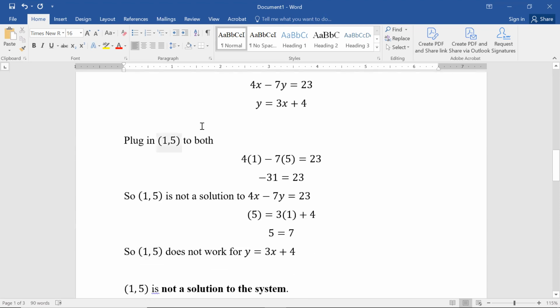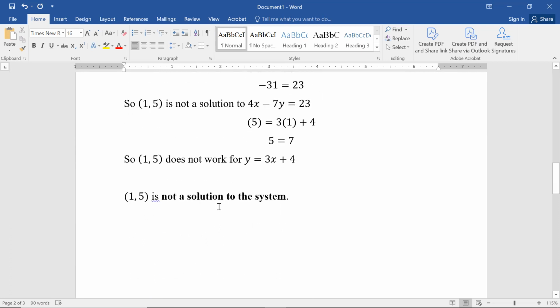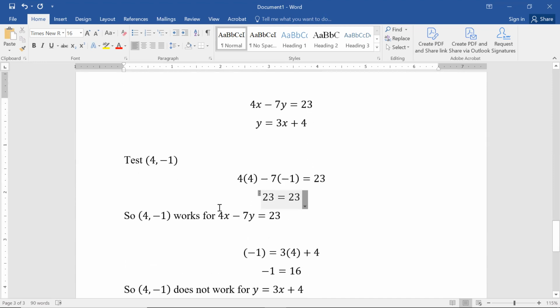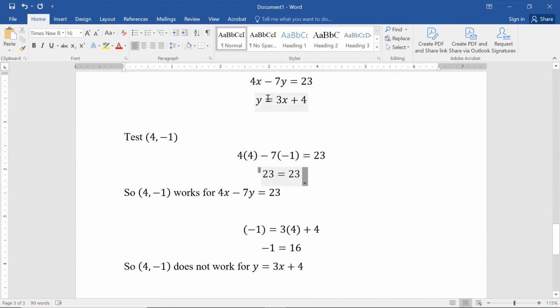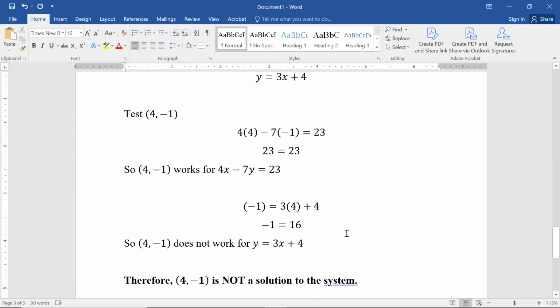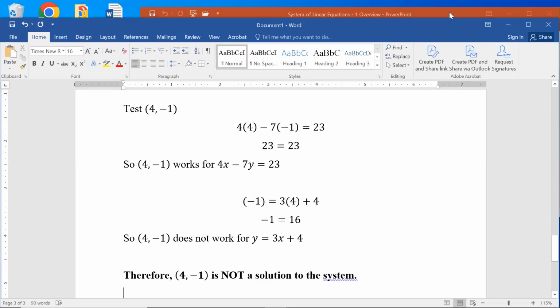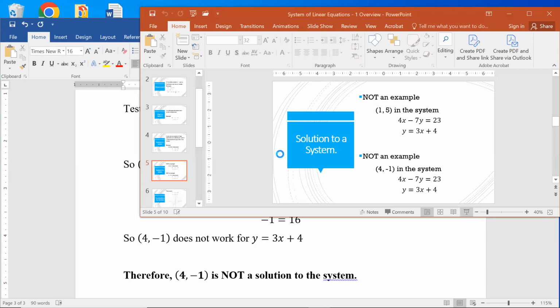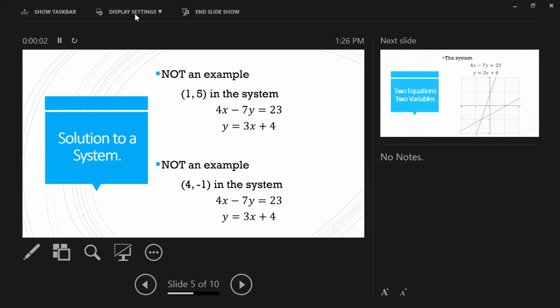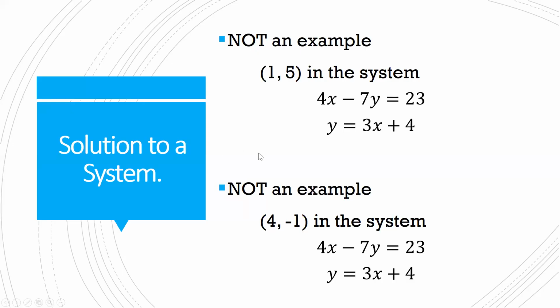If the point doesn't work in either equation, then that point is not a solution to the system. And if the point works in one but doesn't work in the other, then also it is not a solution to the system. So that's the idea of what a solution to the system of linear equations looks like.